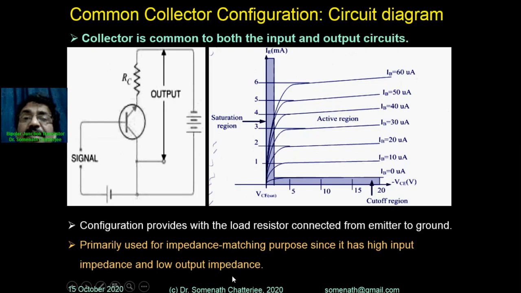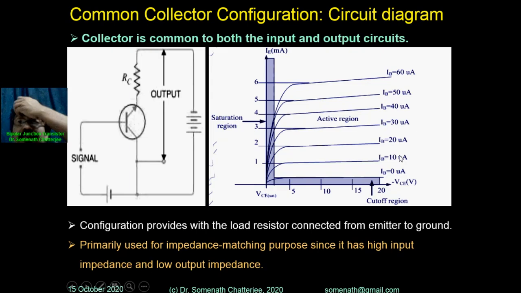Next, the common collector configuration, where we will get the output here and we will put the input here. The collector will be common in both. Here you can see the output voltage, and it is an NPN transistor. This is the collector part, so it is common to both the emitter and the base. Here you can see the active region, the saturation region, and the cutoff region in the same way.